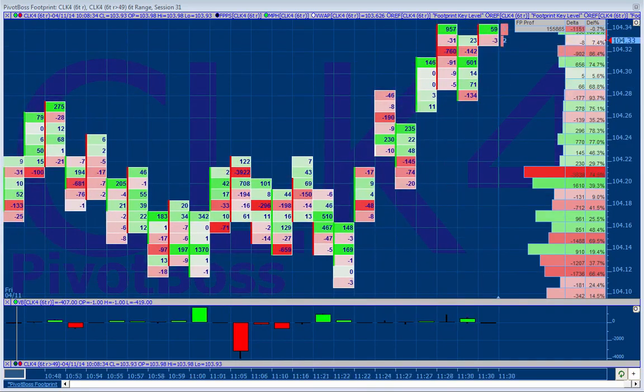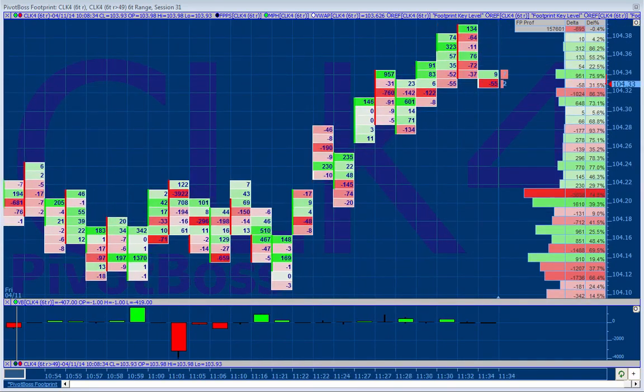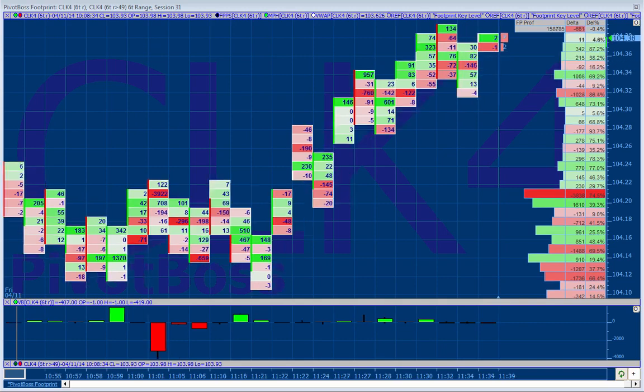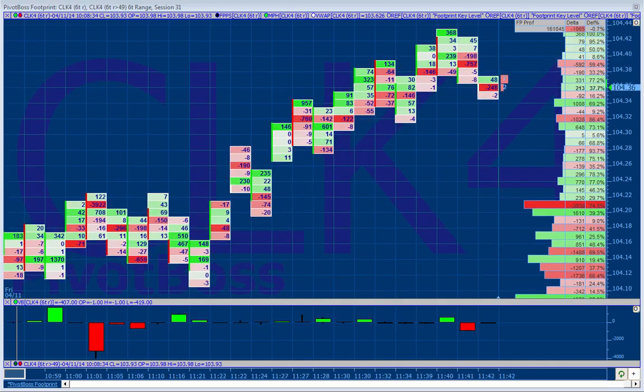And now price pushes through it and pushes higher. We're almost to the high of the day here, and there, we've just reached it. Let's go ahead and push pause here.